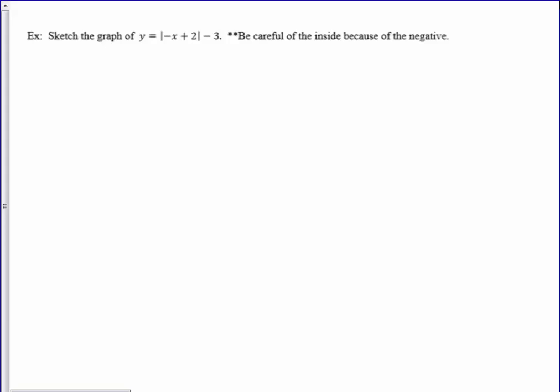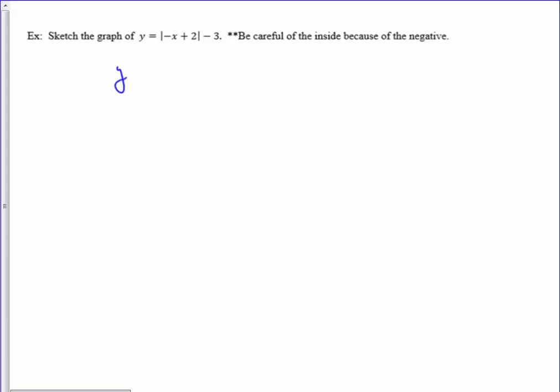Here we have been asked to sketch the graph of y equals absolute value, negative x plus 2, minus 3. Be careful of the inside because of the negative sign. I know that negative signs mean some sort of reflection, but when negative signs occur on the inside of a function where you have another value either added or subtracted, then you have to be careful or else your horizontal movement won't be proper. So if you have a negative and then another value on the inside with that negative, what you must do is rewrite your function.